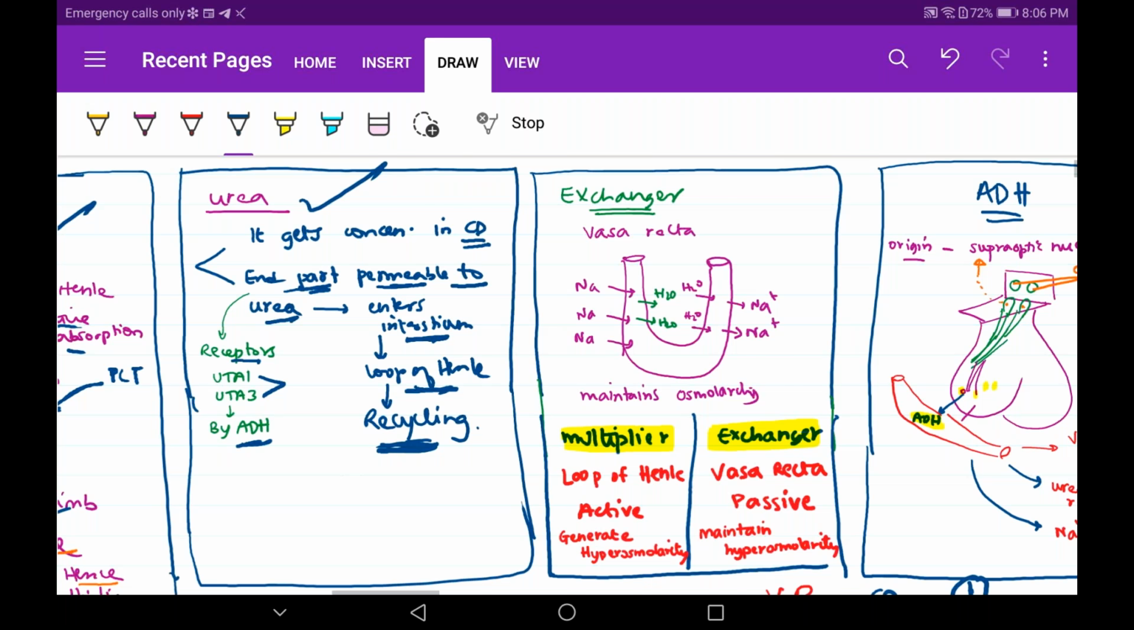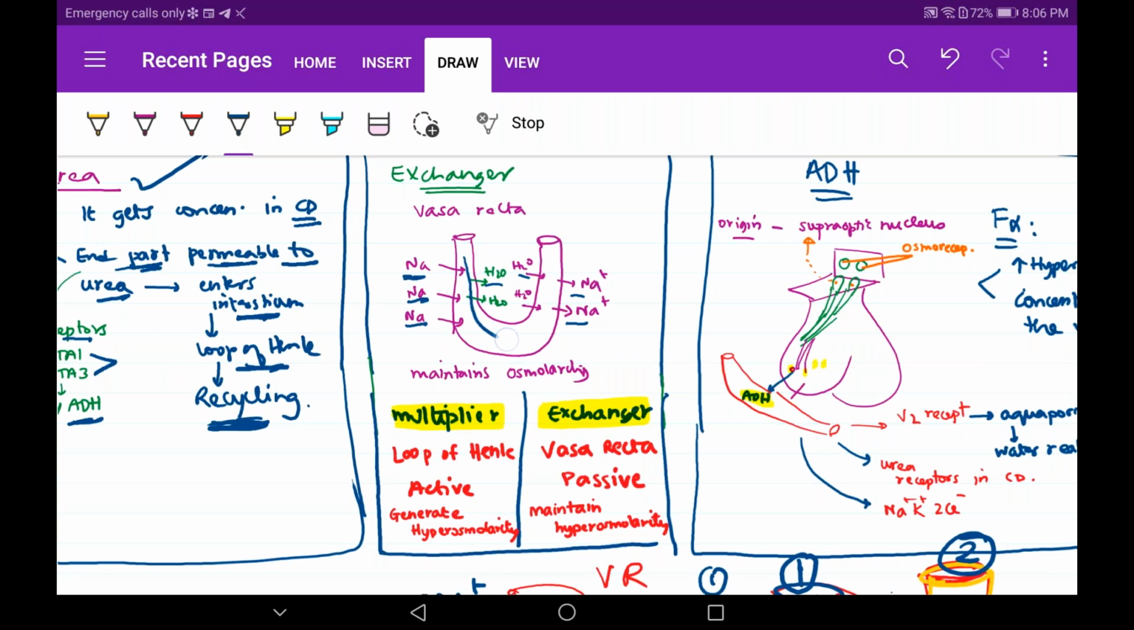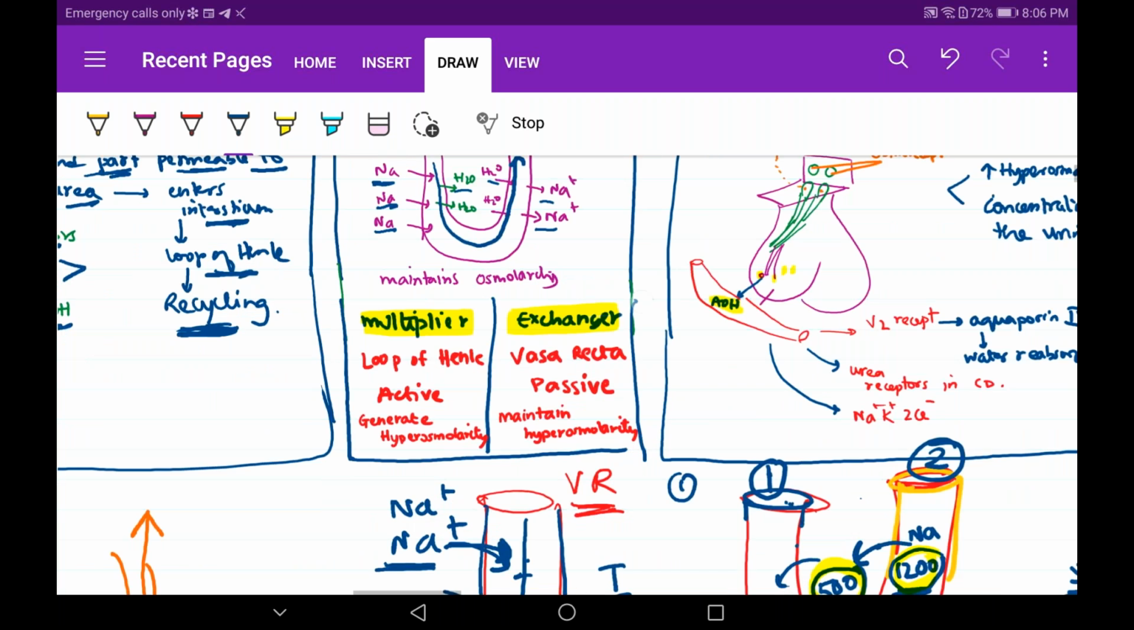Okay. Now here we have summarized. Here you have some, yeah, maintains osmolarity. Vasa recta. So multiplier is loop of Henle, exchanger is vasa recta, active process, passive process, generates hyperosmolarity, maintains the hyperosmolarity. Yes, we have summarized that.